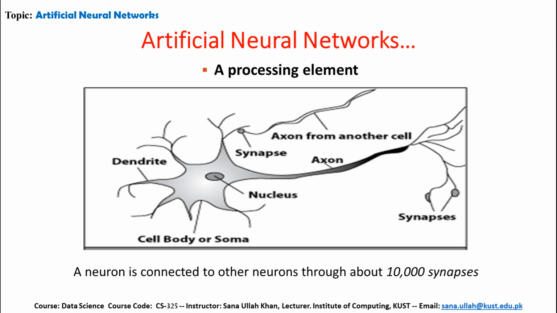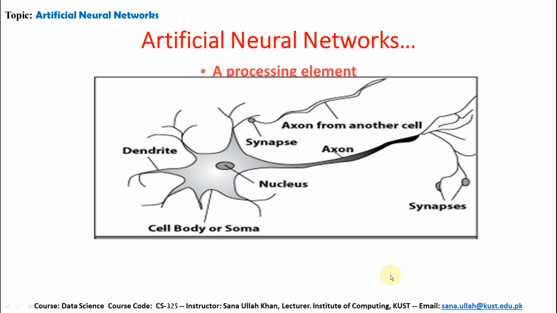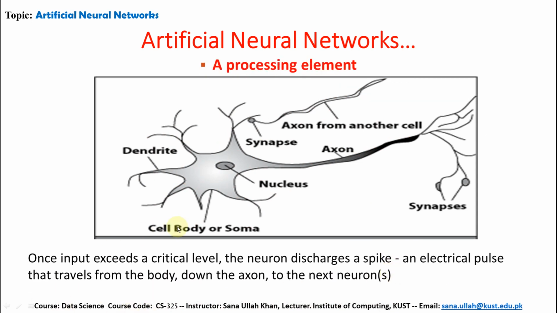A neuron is connected to other neurons through about 100 to 10,000 synapses, which means one neuron will be connected with other neurons using synapses. A neuron receives input from other neurons, and the inputs are combined. Once the input exceeds a critical level, the neuron discharges a spike, an electrical pulse that travels from the body down the axon to the next neuron.